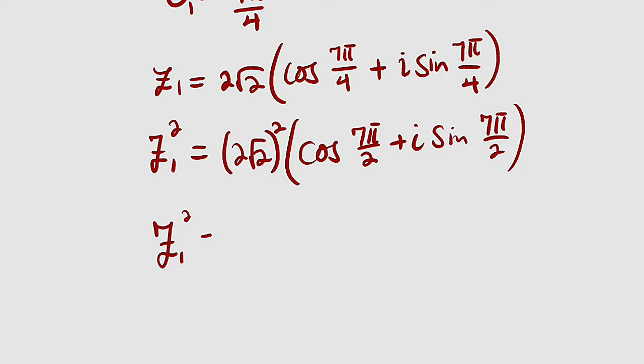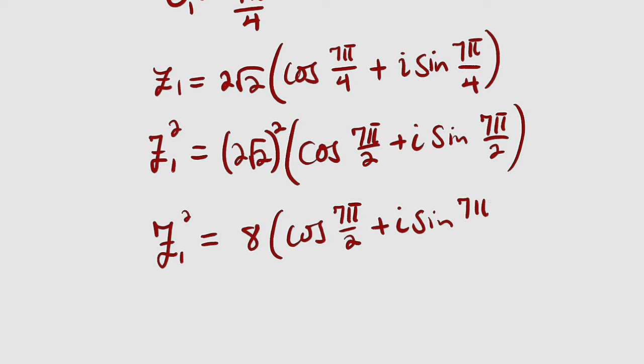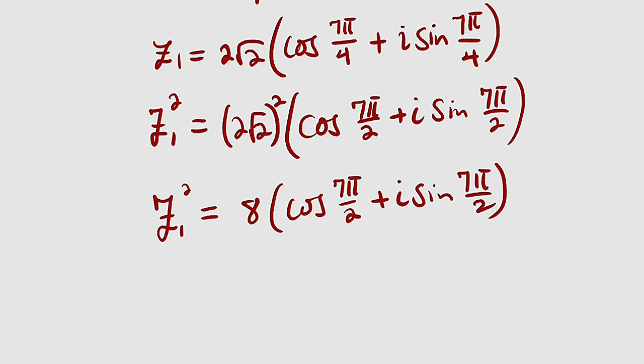z1 to the power of 2 is equal to, here we have 2 squared is 4, and this is 2. 4 times 2 is 8. So this is 8, multiplied by cosine of 7 pi divided by 2, plus i sine of 7 pi divided by 2. So we are done with the first complex number. Now let us take the second one.